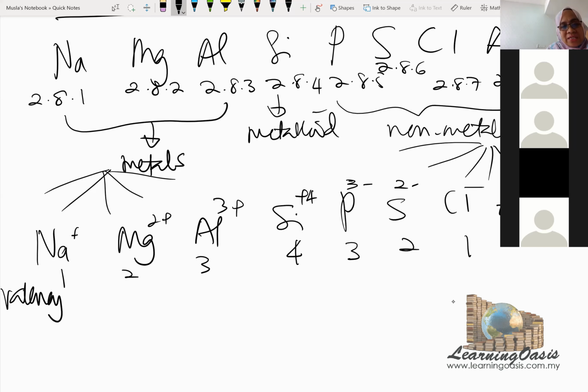So when you talk about valency, you talk about gaining and losing. How do you explain this? It's only 2 marks. From sodium to silicon, the number of valence electrons increases from 1 to 4, hence the valency of 1 to 4. And the charge increases from plus 1 to plus 4. Now explain why.